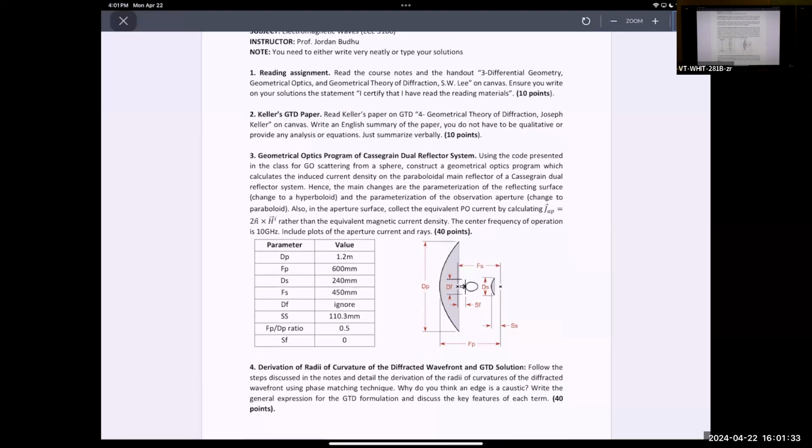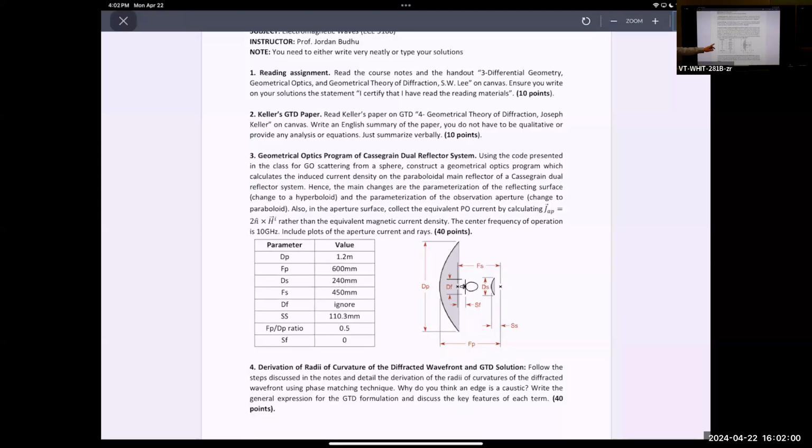Okay, the third problem is going to be a tough one, but I've written all the code for you guys. So you just have to adapt the code, all right? And the reason I'm bringing this up now is because in today's lecture, we're going to go over this program that I wrote over the weekend to give you guys some example on geometrical optics. So you're going to be able to take that program and adapt it to this particular problem.